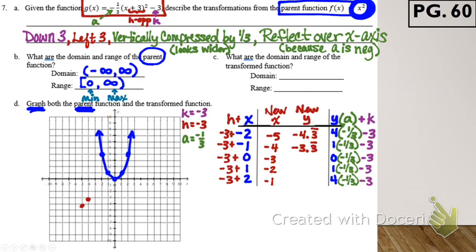What's 0 times anything? 0. So this is going to become a 0. 0 minus 3 is -3. Finally, a nice whole number point. So -3, -3. I've got a point right there.